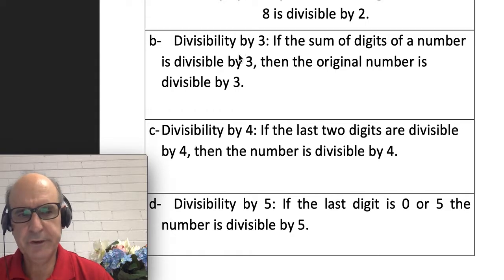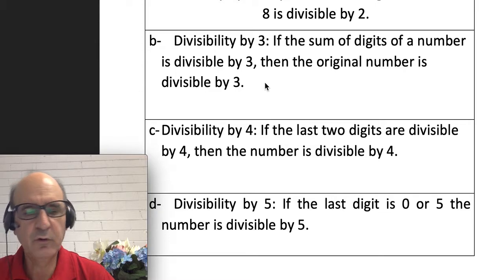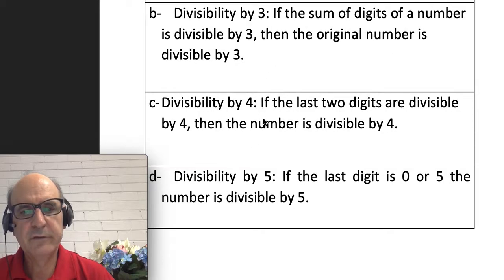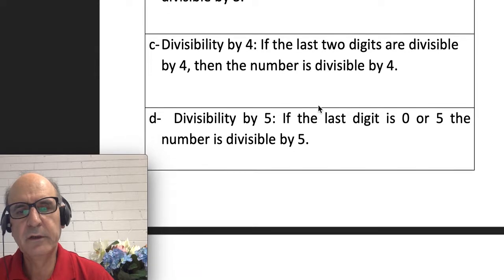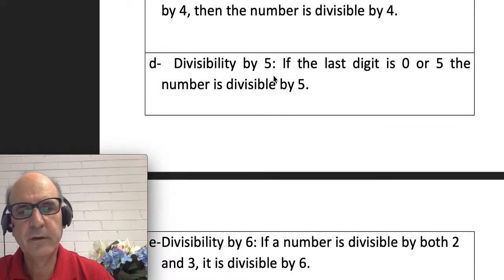Divisibility by 3. How do we know if a number is divisible by 3? All we need to do is add the digits of the original number, and if the new number we get after addition is divisible by 3, then the original number is divisible by 3. For divisibility by 4, if the last two digits on the right are divisible by 4, then your original number is divisible by 4. For 5, if your original number ends with 0 or 5, then it is divisible by 5.